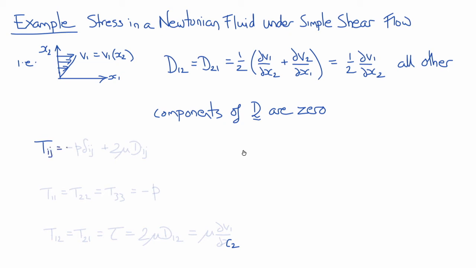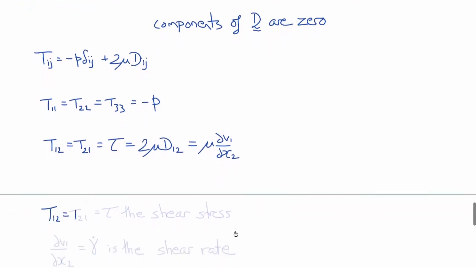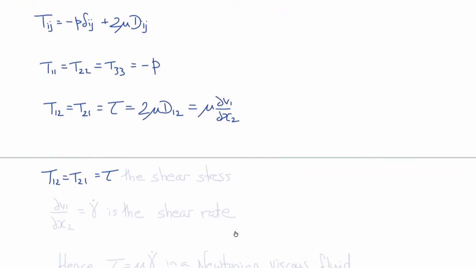Writing again the constitutive law for an incompressible Newtonian viscous fluid, we have Tij is equal to minus P delta ij plus 2 mu Dij. So T11, T22, and T33 is simply minus P. T21 and T12, which are labeled tau, will therefore be equal to 2 mu times D12, where D12 is 1/2 del v1 del x2, so this leaves us mu times del v1 del x2. The other shear stresses are 0.